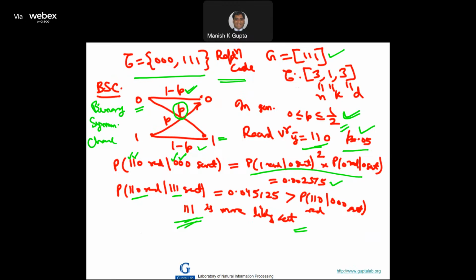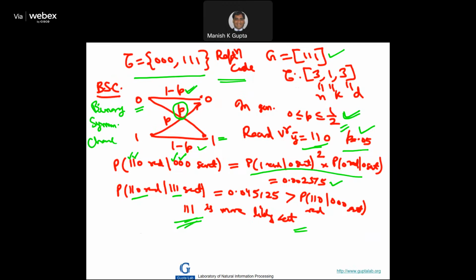So I can compute these probabilities. The probability that 1, 1, 0 is received and 0, 0, 0 is sent is nothing but the product of the probabilities of each individual position. So the probability that 1 is received and 0 is sent at this position, 1 is received and 0 is sent, and 0 is received and 0 is sent. This is how the whole probability will be: the probability of 1 received given 0 sent, times the probability of 1 received given 0 sent, times the probability of 0 received given 0 sent. Now you can see that if, suppose, the probability is 0.05, you can compute this value as 0.002375.